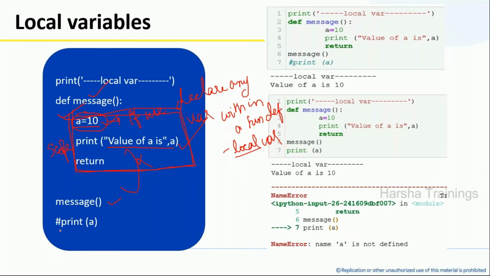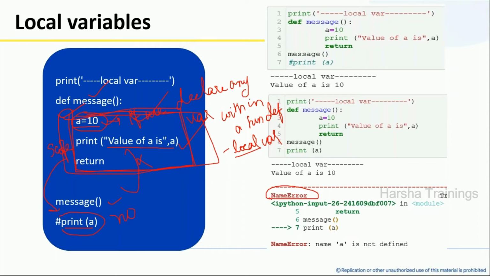Now, try to look here. I wanted to call print of a from outside of this block. Can I access it this way outside of this block? No, it is not possible because the scope and lifetime of the variable are within this block only. This variable is called a local variable. If I try to access the variable from outside of its scope, it is going to generate an error called name error. This is what a local variable is.